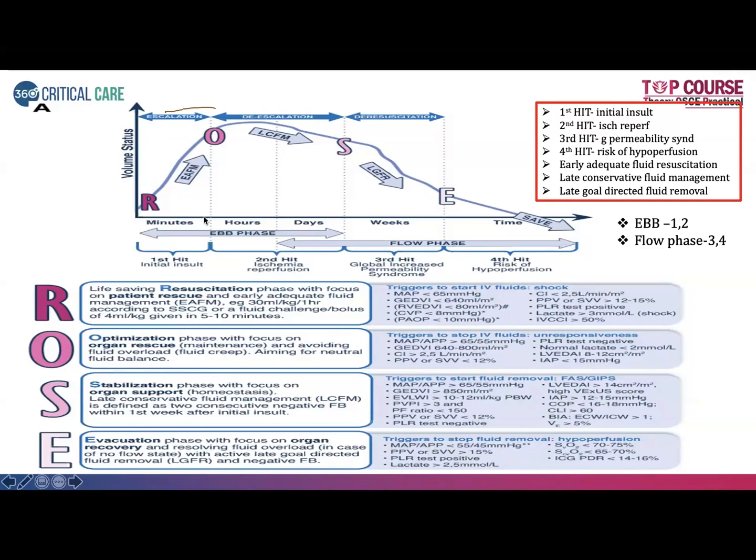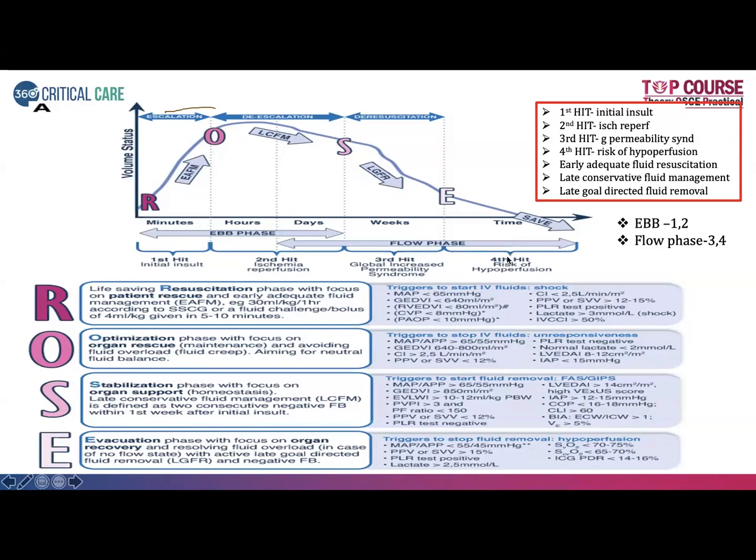So these are the things you need to remember. First is resuscitation, optimization, stabilization, evacuation: early adequate fluid resuscitation, late conservative fluid management, late goal-directed fluid removal. First hit is the initial insult. Second hit is the ischemia reperfusion. Third hit is the global increased permeability syndrome.